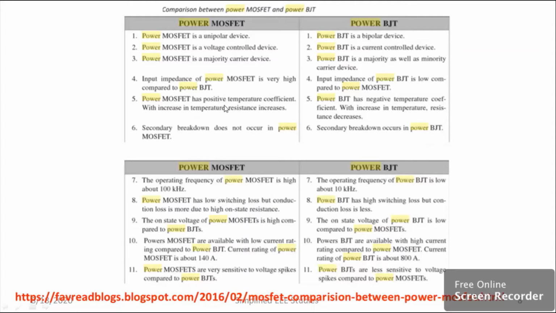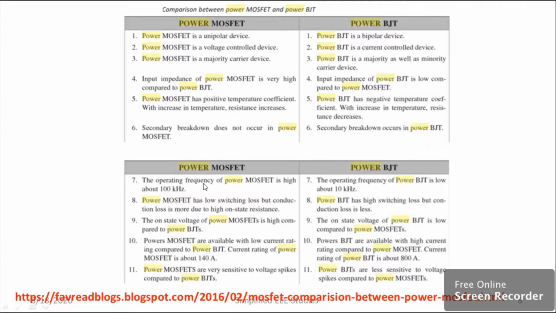Then power MOSFET has a positive temperature coefficient. That means the temperature is directly proportional to resistance. As the temperature increases, resistance of that particular material increases. Whereas power BJT shows the negative temperature coefficient of material. That means temperature and resistance are in inverse relation. Secondary breakdown does not occur in case of power MOSFET, whereas secondary breakdown will take place in power BJT.